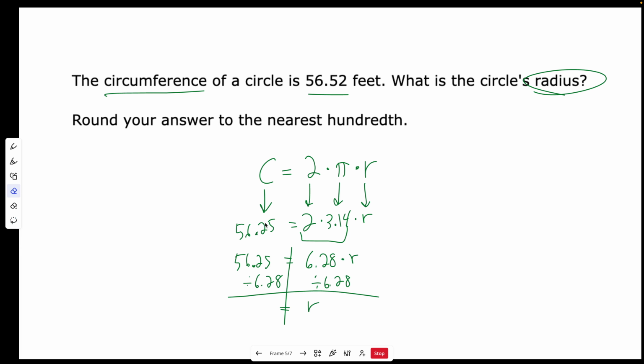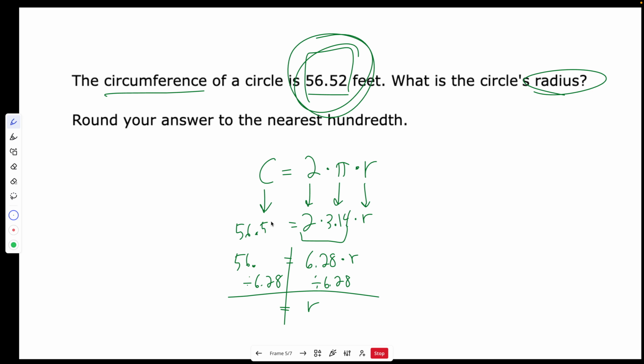And I made a slight error. Let's back up. I told you the circumference is 56.52 feet up here, and somehow my brain decided to switch the numbers. So let's go back and fix that. So this should have been 56.52. And when you do this division, 56.52 divided by 6.28, you get 9, and this is 9 feet. The radius is 9 feet.